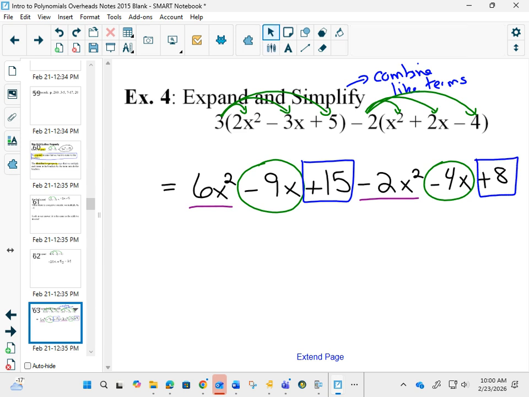So I color coded those. I'm going to start with the purple ones. If you had 6x squareds and you subtracted 2x squareds, you would have 4x squareds. Just like if you had 6 apples and you subtracted 2 apples, you would have 4 apples. The thing doesn't change, it stays x squared, right? We just say I have 6 of them, I subtracted 2 of them, I'd have 4 of them left. And plus 13.